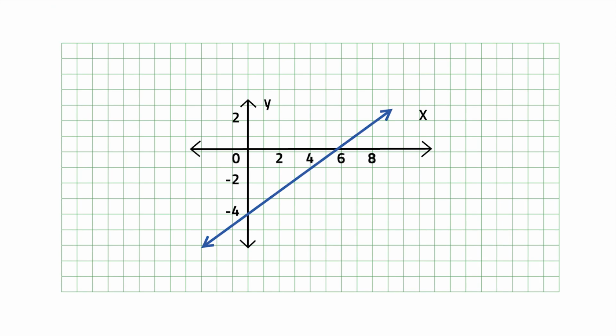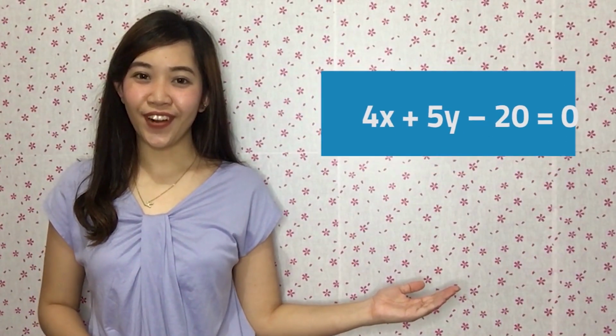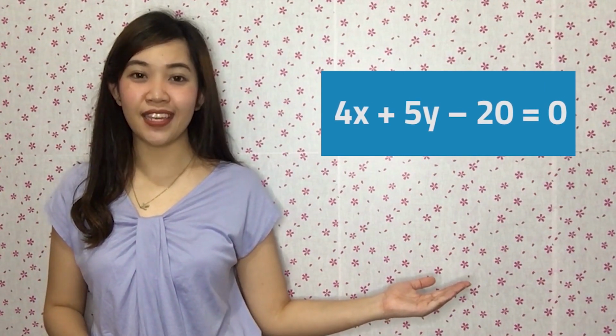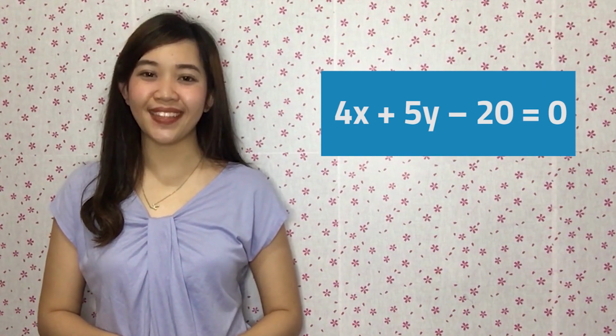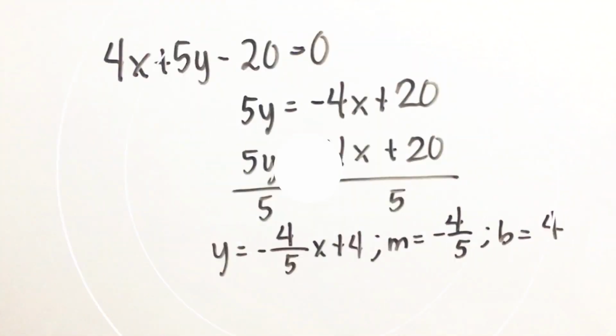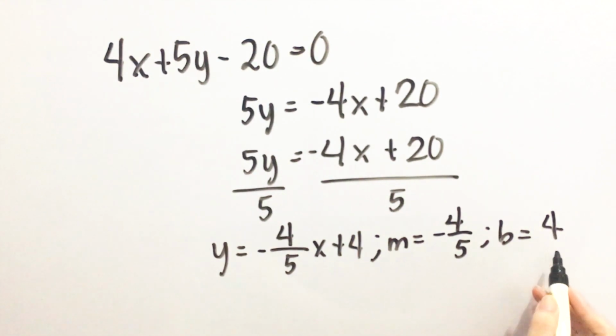Let's have another example. Given the equation 4x plus 5y minus 20 equals 0, find the slope and the y-intercept using the slope-intercept form. Using the slope-intercept form, y equals mx plus b, this will give us the slope of the line, which is -4/5. This time, the slope is a negative number, so this means it is a falling line, while the y-intercept of this equation is 4.